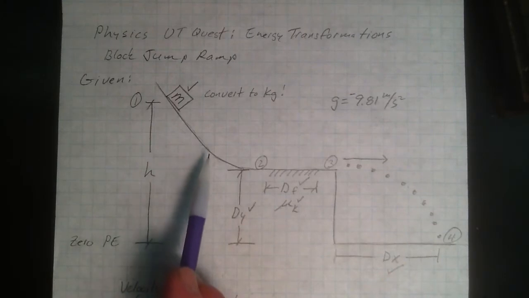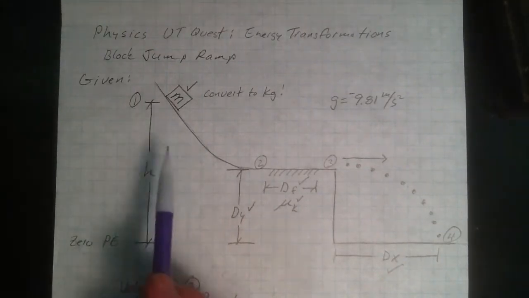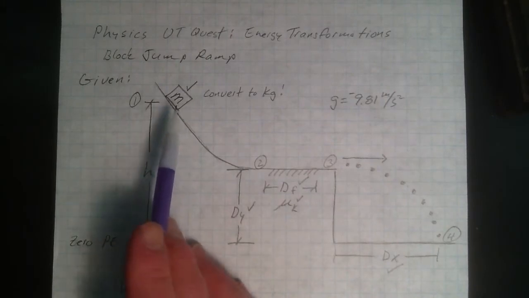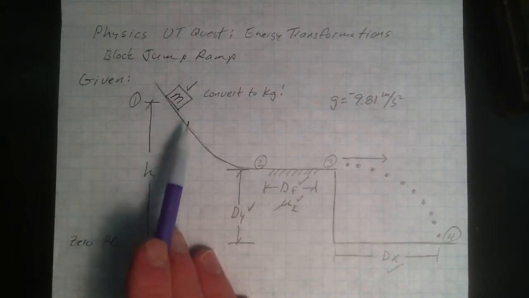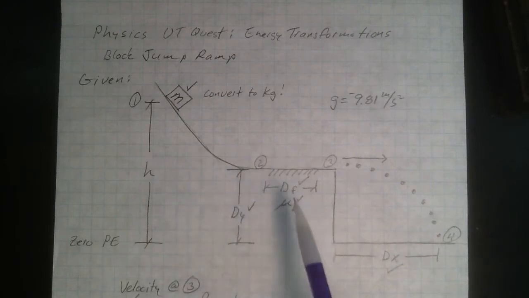What it does is it slides down here, so it starts at rest. So its potential energy is mgh, and kinetic energy is 0. All right, so what it does is it loses potential, gains kinetic until it gets to this point right here, just a simple energy transformation.